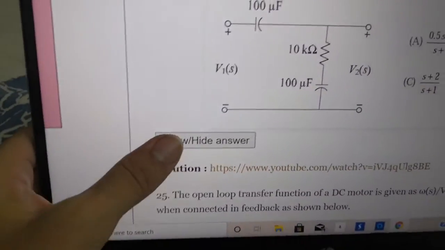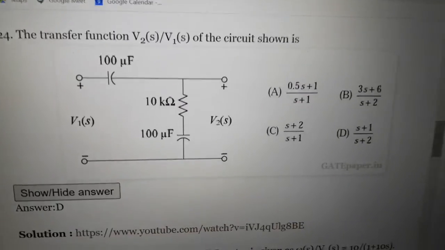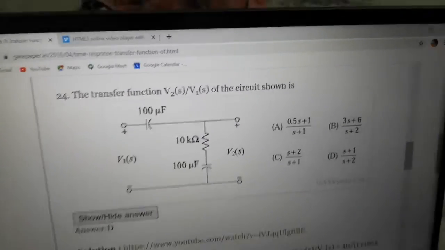So let's check out the answer here. So the answer is D, that is S plus 1 upon S plus 2.